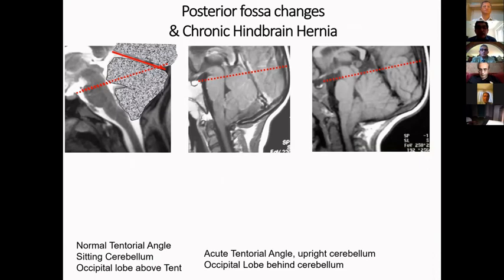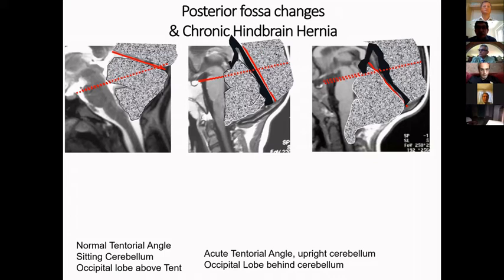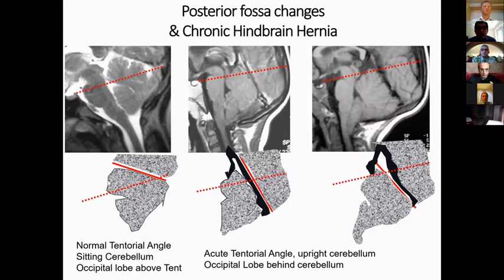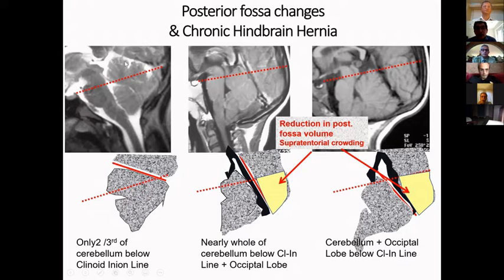Now look at this. If I make a graphic, a pictorial demonstration of what is happening, you can see that the line that goes from the posterior clinoid to the inion contains about one third of the cerebellum above it. But if you look at the ones with the hindbrain hernia, most of the cerebellum is below that line. And not only that, on the picture on the left-hand side, the occipital lobe is above the line. On the others, it is now well below the line, as you can see here. So there is a reduction in the posterior fossa volume because of supratentorial crowding, with supratentorial structures now lying in a diminutive posterior fossa. And the only thing that can happen is that you're going to get a hernia.